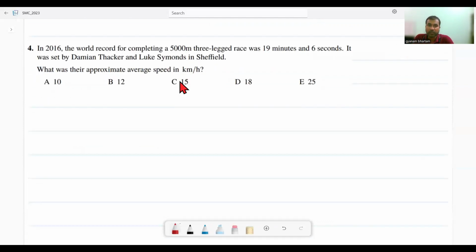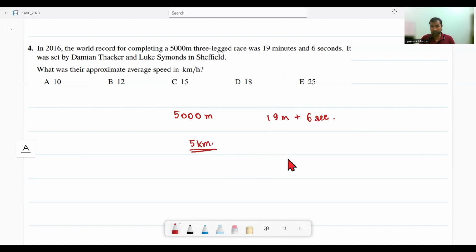In 2016, the world record for completing a 5,000 meter 3-leg race was 19 minutes and 6 seconds. It was set by Damien Tucker and Luke Simmons. What is the approximate average speed in kilometers per hour? So this is a unit change. 5,000 meters is going to be 5 kilometers, so it's already in kilometers.